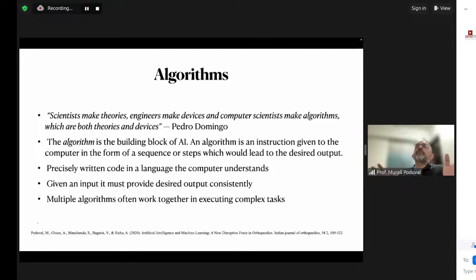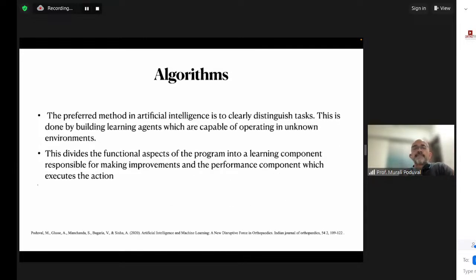And it's not necessary that there should be one algorithm. There could be a series of algorithms working in sequence. There could be multiple algorithms executing multiple tasks in parallel. So multiple algorithms mostly work together in executing complex tasks. And the preferred method in artificial intelligence is clearly distinguished. There's a learning component and there is a performance component. The learning component is responsible for making improvement, and the performance component executes the action.